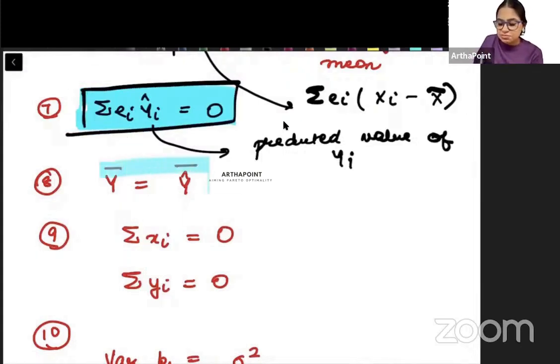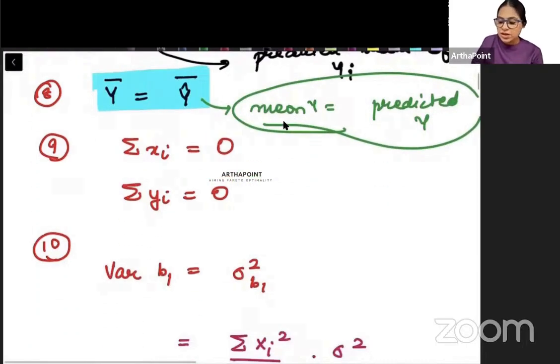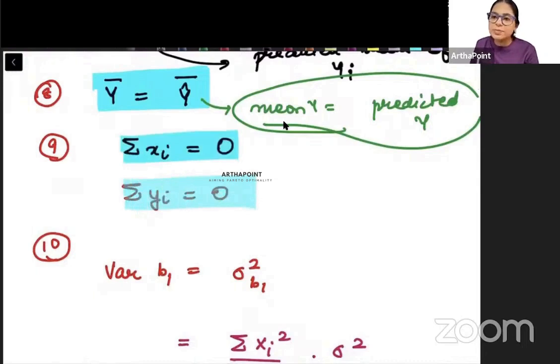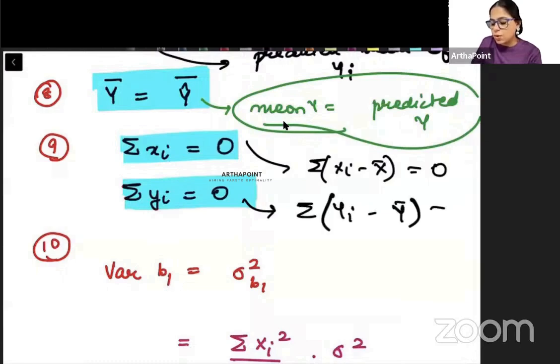But this says that the mean of y and yi hat is the same. So if we find the mean of actual y or the mean of predicted y, both of them actually mean the same thing. This says whenever you find the deviation of any variable and sum it up, it is 0. So this means that summation xi minus x bar is 0 and summation yi minus y bar is also 0.